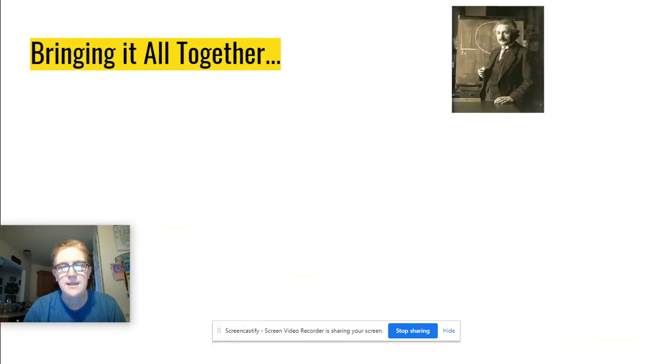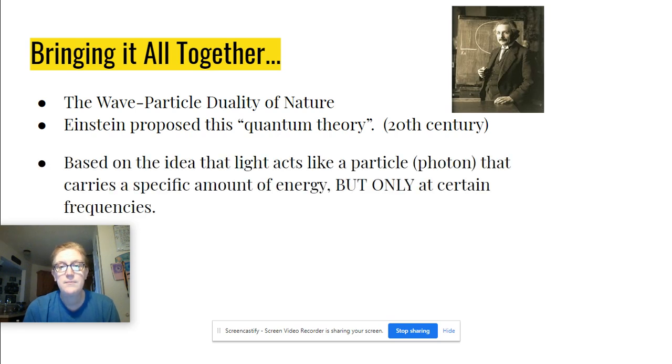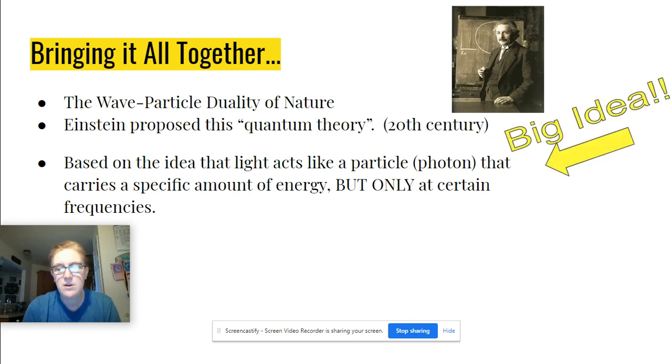And then this is the guy that brought it all together, Einstein. He called it the wave-particle duality of nature, and he proposed this quantum theory, and he basically put all of that together. He said that light not only acts like a photon, but it has wave properties as well, like frequency and wavelength. Okay, so he put both of them together, and that's the one that we still use today. This is the big idea. Okay, this is the wave-particle duality of nature. This is the formula: energy is equal to Planck's constant times frequency.